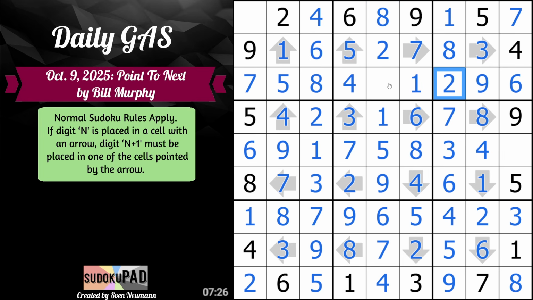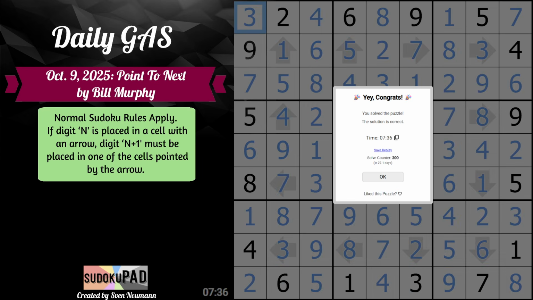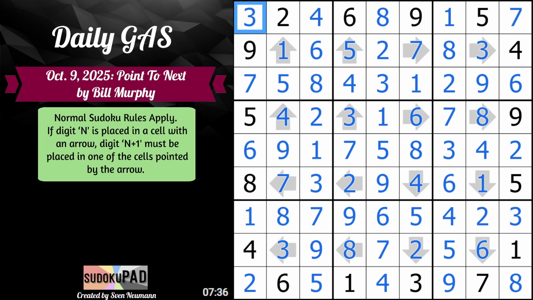This is 2. This is 3. This is... Hello? 2. There we go. And finally, as long as we didn't mess anything up, we have a 3 in the corner in 7 minutes and 36 seconds as the 200th solver for Point to Next by Bill Murphy.